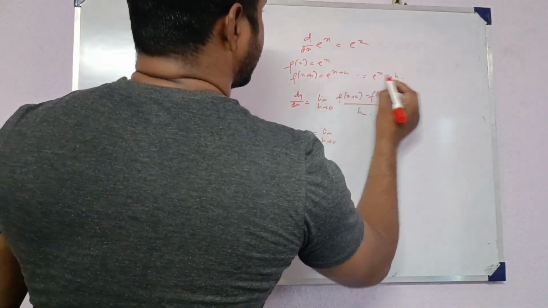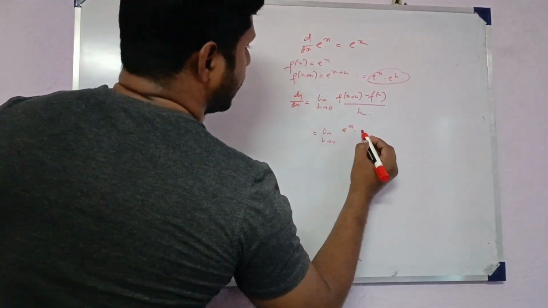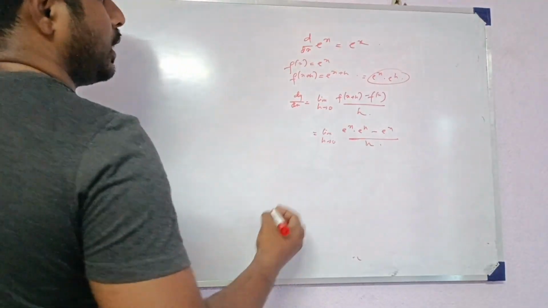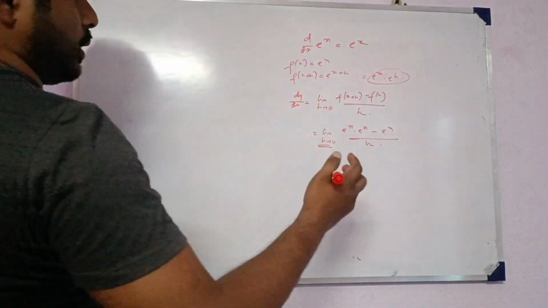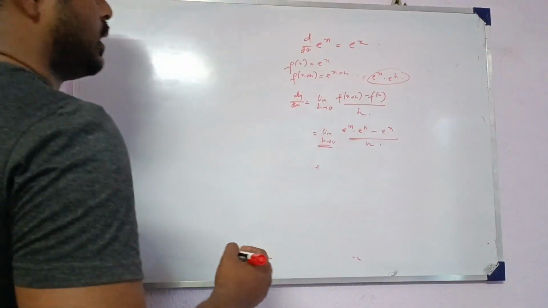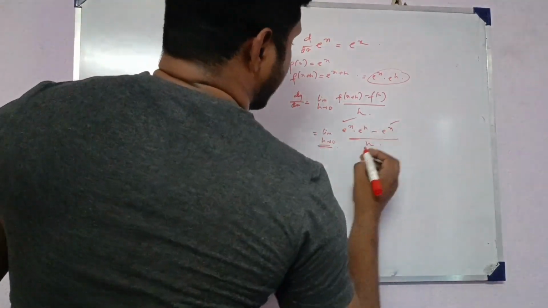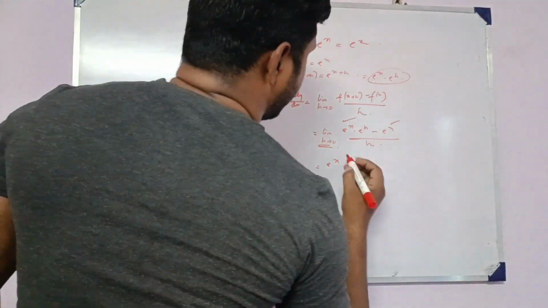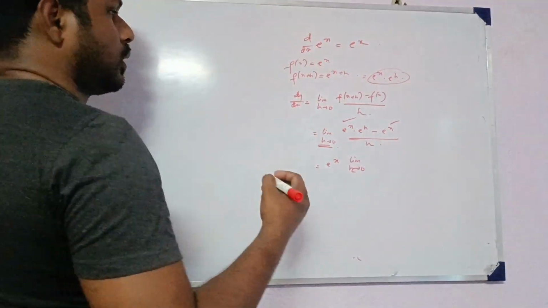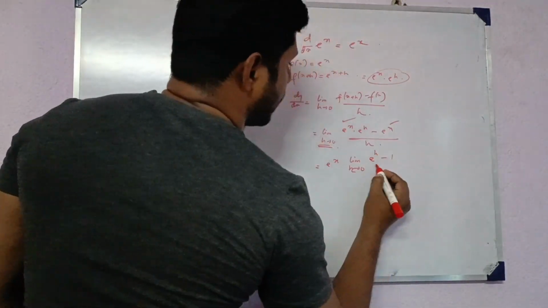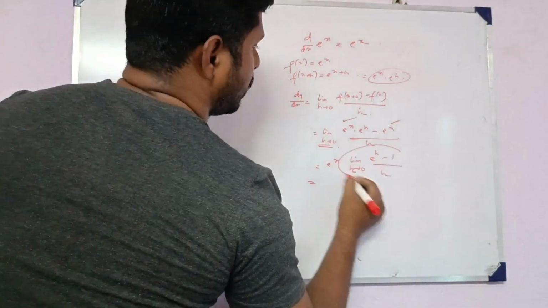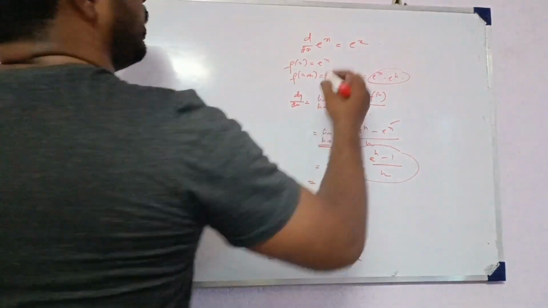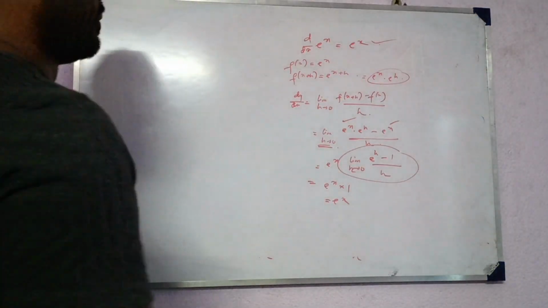Limit h tends to 0, where f of x plus h is e to the power x into e to the power h, minus e to the power x, by h. Here h is the variable, h tends to 0, h is not constant. So e to the power x will be treated as a constant and it will come out of the limit. It is a property of limits that a constant comes out of it. So we get e to the power h minus 1 by h. The limit of e to the power h minus 1 by h is 1. So e to the power x into 1 is e to the power x. Hence dy by dx of e to the power x is e to the power x.